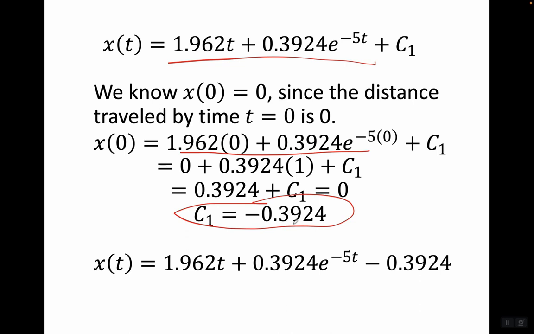That means when we plug this in, we end up with x of t equals 1.962t plus 0.3924 times e to the negative 5t minus 0.3924.